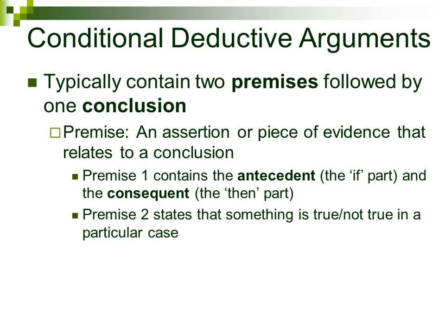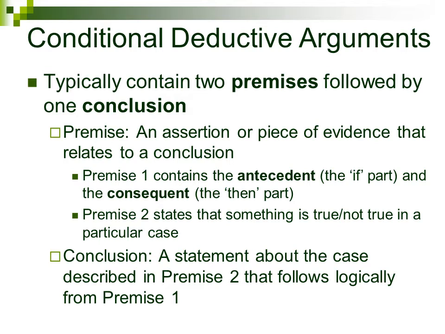Premise 2 states that something is true or not true in a particular case. So a lot of students confuse the consequent with premise 2. These are not the same thing. The consequent is the then part of premise 1, whereas the second premise is about applying the general principle to a particular case. In our example, premise 2 would be Stephen has schizophrenia. And finally, the conclusion is a statement about the case described in premise 2 that follows logically from premise 1. In our example, it would be that Stephen has too much dopamine.